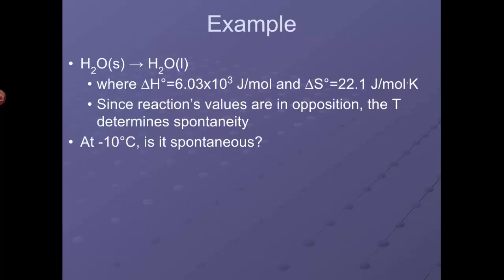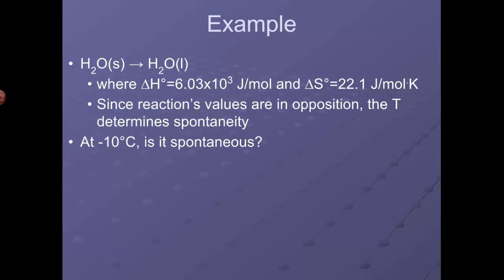So H2O solid to H2O liquid, melting ice. Delta H is 6.03 times 10 to the third joules per mole. That is the heat of fusion of water, the amount of heat necessary to melt 1 mole of water. We know that from a previous chapter. Delta S for this process is 22.1 joules per mole Kelvin. So we're working in moles here. The little degree sign by the delta H indicates that this is per mole and at 25 degrees Celsius.